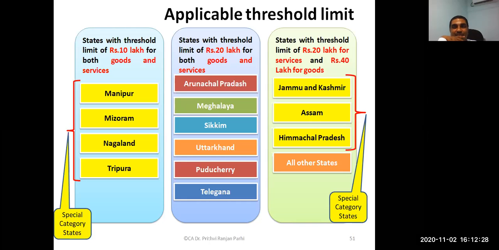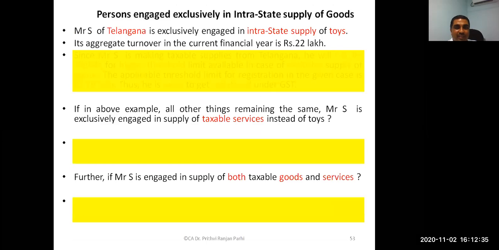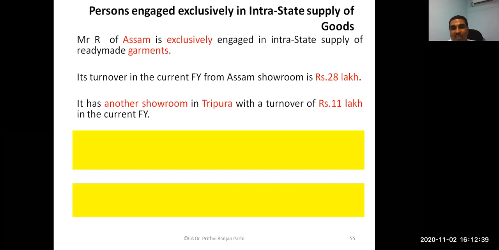Okay. Then he has one showroom in Assam, another in Tripura. You tell me whether he is liable or not. So in Tripura he is liable, but in Assam he is not. That is your answer. Can you rethink? No, sir, I don't know, sir. Okay, let us see the answer.